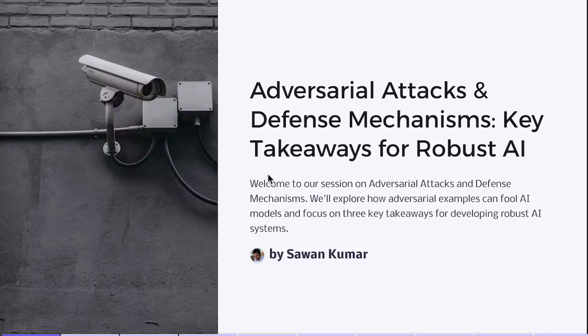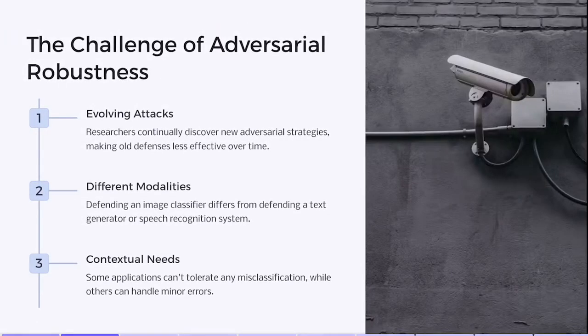Number one, adversarial robustness is an active field of study. There is no universal fix yet. Defensive measures can cause computational overhead or accuracy trade-offs. And constant updates and retraining are vital for long-term security. So let's jump in. Key takeaway number one, adversarial robustness.